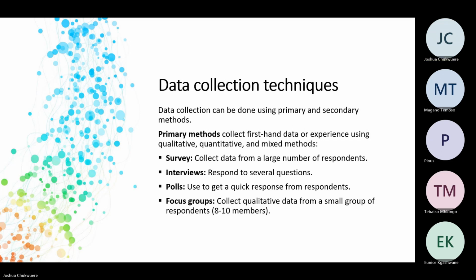So you have poll data collection, which is used to gain access to quick responses from respondents, to have the reflection of what you're talking about. So this is not really mostly used in our research studies. Now, you also have the focus group, which collects qualitative data from a small group of respondents, between 8 to 10 members. You bring them together, and then you're able to get data from them.